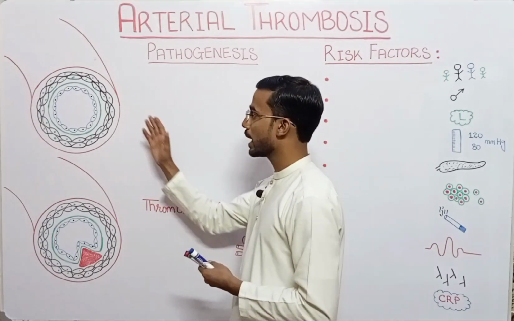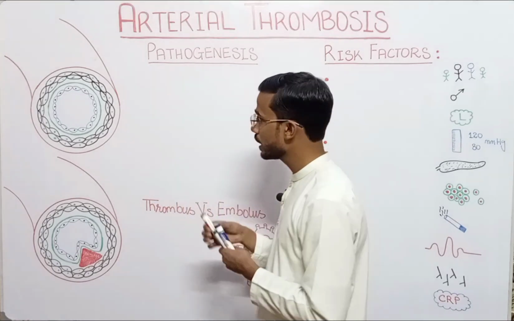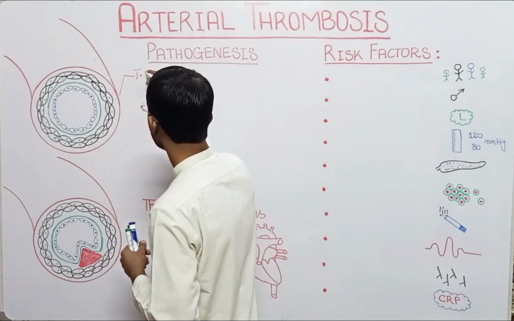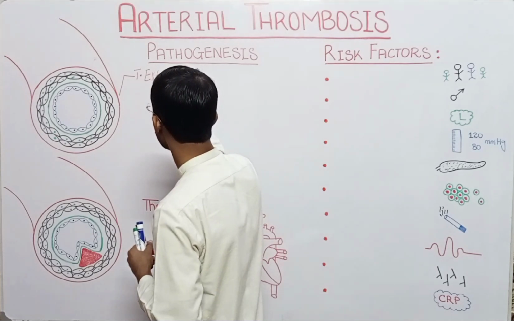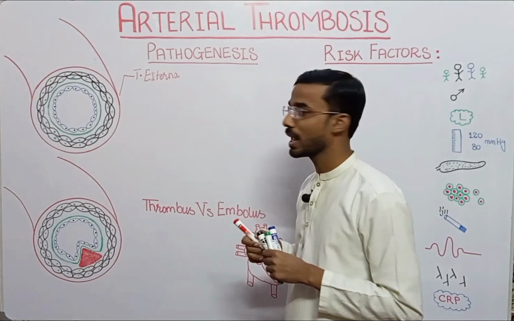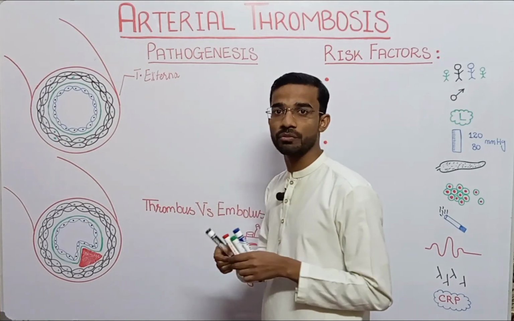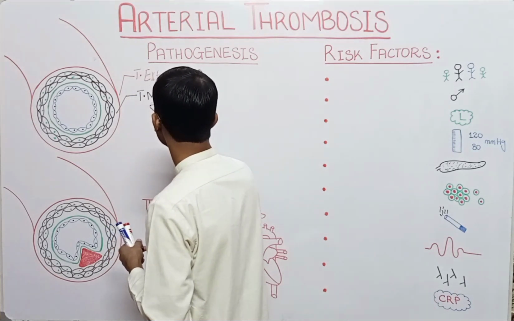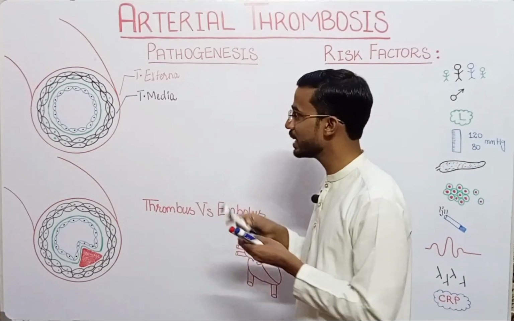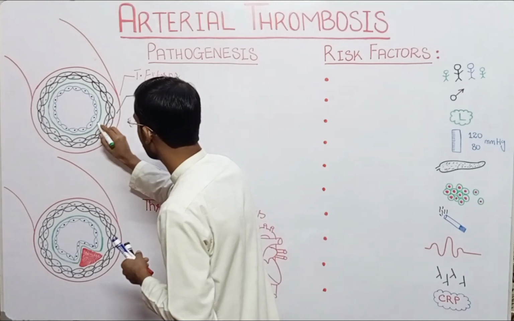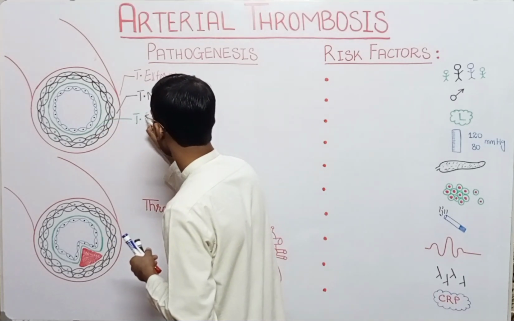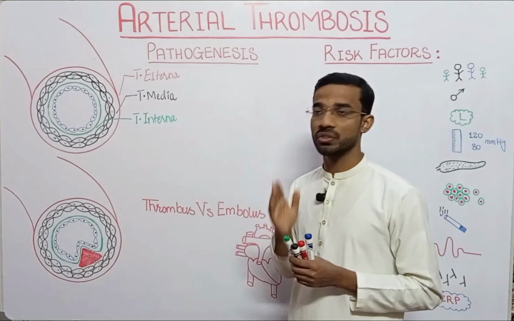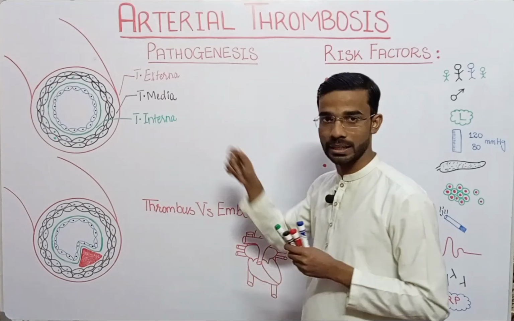Here you can see the different layers of the arteries. The outermost layer is called the tunica externa. The next layer, which is the middle layer of the artery, is the tunica media, and the last layer is the tunica interna, or intima. So these are the three layers of the artery: externa, media, and interna.